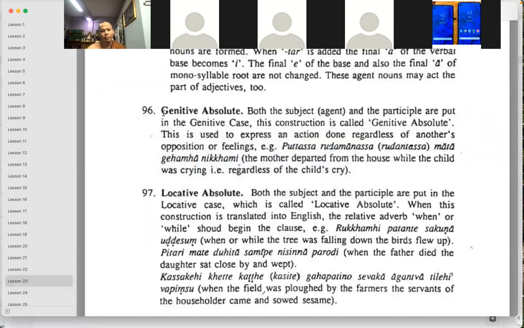So that is here, genitive absolute. Both the subject and the participle are put in the genitive case, you see. This construction is called the genitive absolute construction.